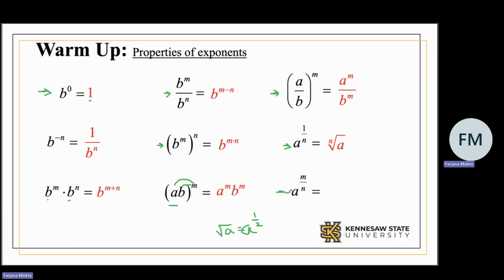Finally, if we have a power m over n, how does that work? On top of a, we have two different kinds of exponent, m and 1 over n. So this can be written as either the nth root first, and on top we have the exponent m, or we can apply the exponent m first, and on top we'll have the nth root for 1 over n.